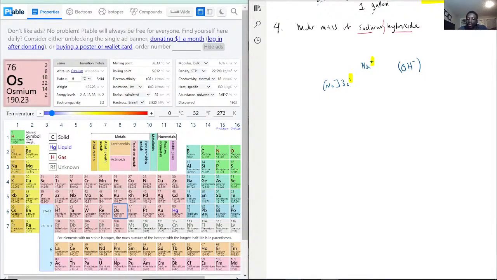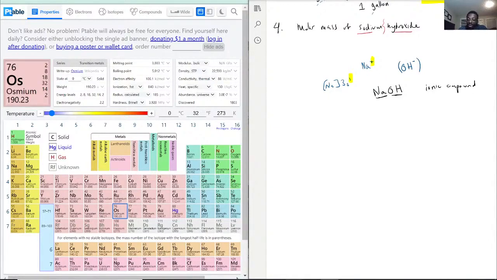So with that being said, there's one positive sodium and one negative hydroxide. To balance it out, all you need is a 1-to-1 ratio. So this will just be NaOH. That is sodium hydroxide. Once again, this is an ionic compound because that's a metal and a non-metal. And now that we know what sodium hydroxide is, let's find the molar mass.